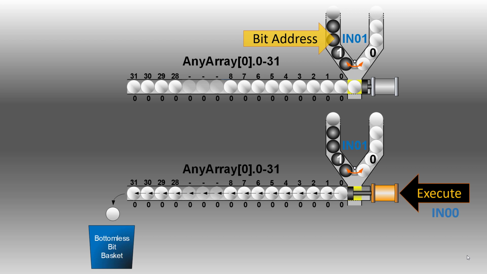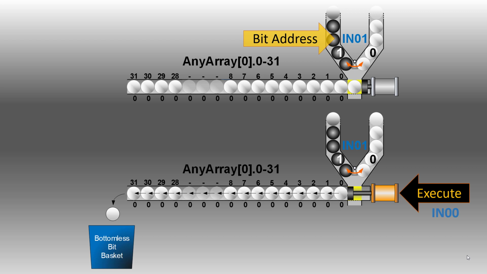The position at the face of the piston that's pushing the ping pong ball to the left, that is the bit address. It is not part of the shift register. It is not an element of any array 0.0-31.